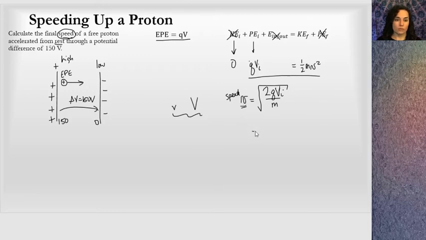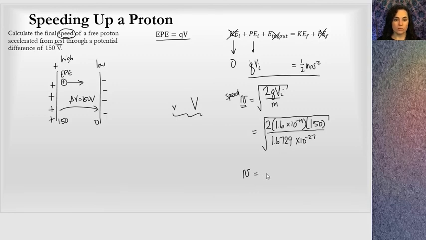And when I plug numbers in here, I'm going to get 2 times the charge of a proton, 1.6 times 10 to the negative 19th. The voltage, 150, and the mass of a proton is 1.6729 times 10 to the negative 27th kilograms. As long as all of those are in SI, I wouldn't worry about the units too much, but you may check them just to be sure for yourself.